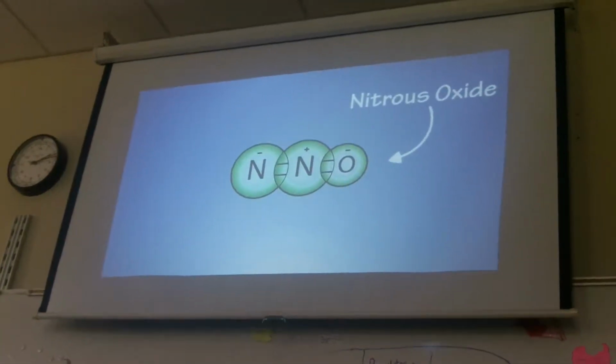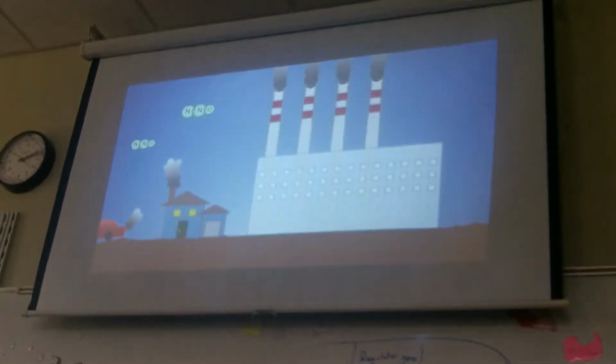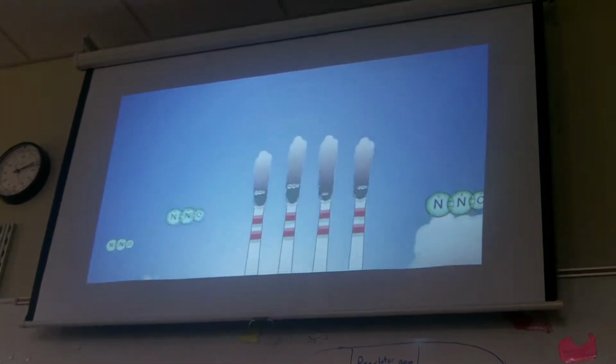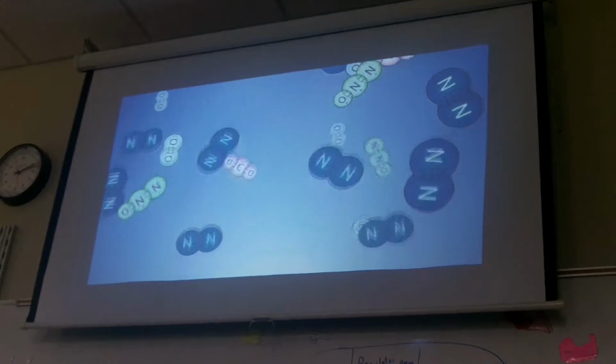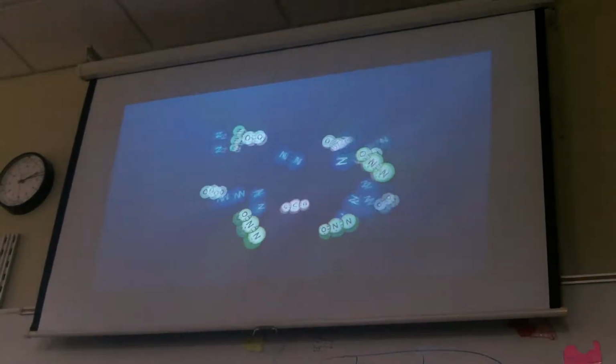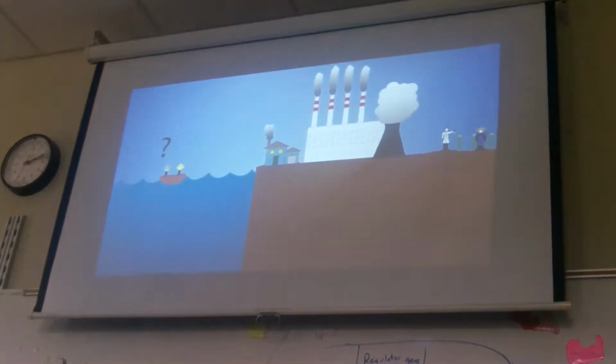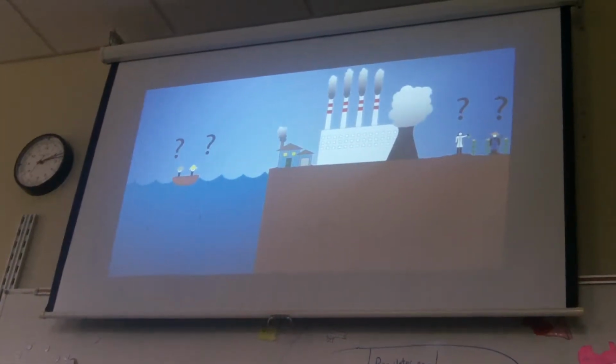Additionally, humans add a large amount of nitrous oxide into the atmosphere through various practices such as emissions from automobiles, home furnaces, factories, and power plants. The more nitrogen that gets released into the atmosphere means more gets washed down in rainstorms and overwhelms the balance of the nitrogen cycle. So, what can we do to minimize our impact?